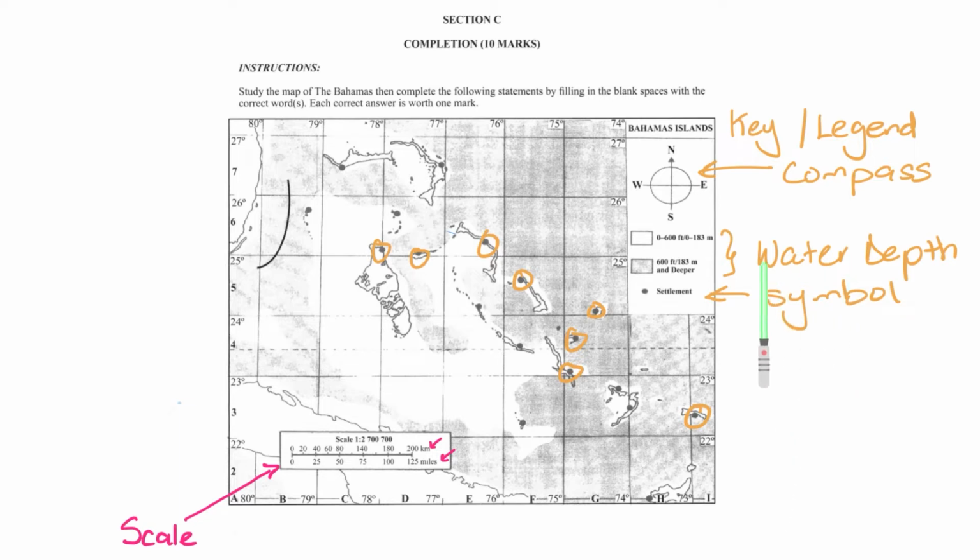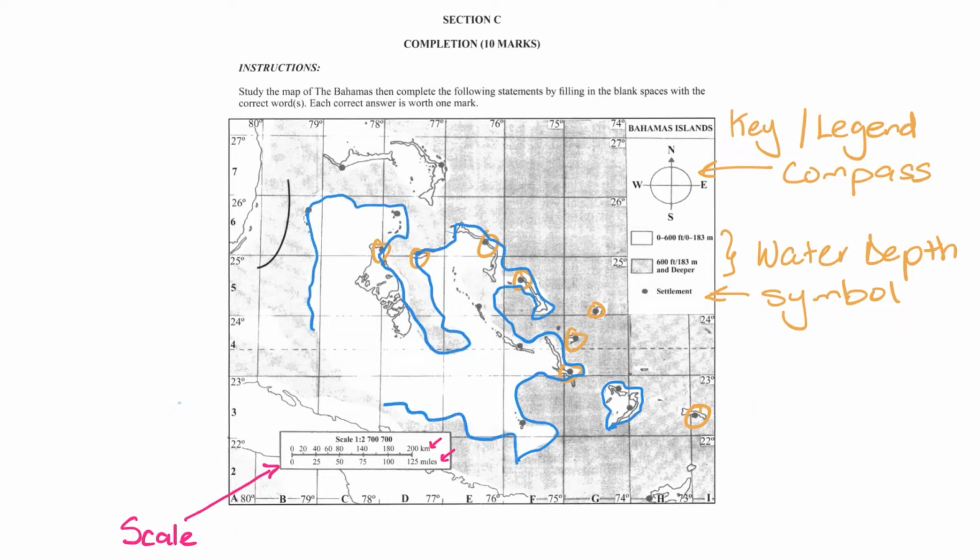There's the shallow waters, which ranges anywhere from 0 to 600 feet deep, and the deeper waters, which are 600 feet and deeper. The shallow waters are illustrated by the white areas on the map, which you can see that I'm tracing out here. And those white areas represent the banks or the shallow waters in the Bahamas. Anywhere else on the map outside of these shallow areas would represent the deeper areas that are 600 feet and more.